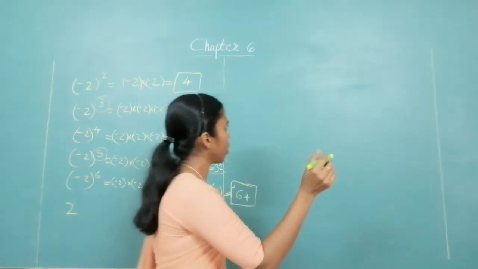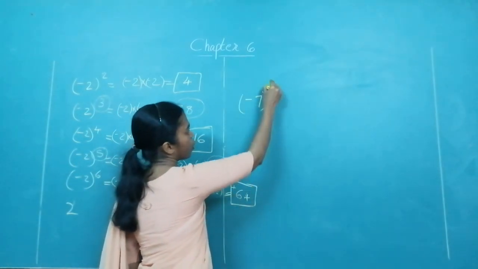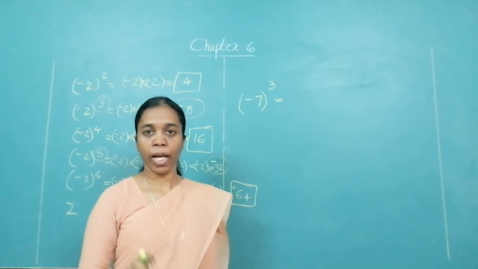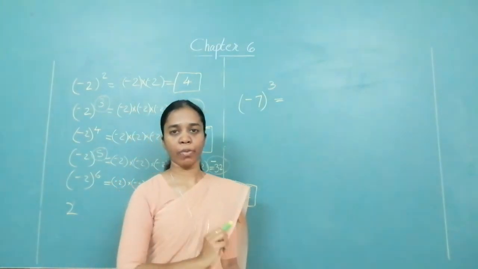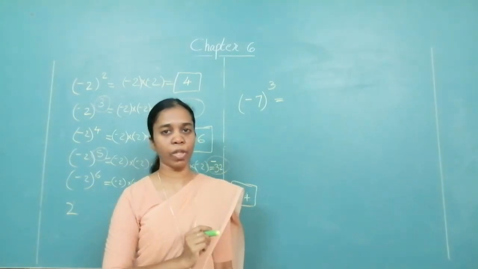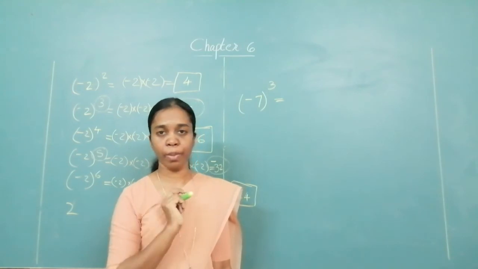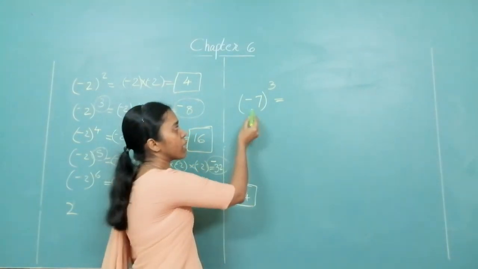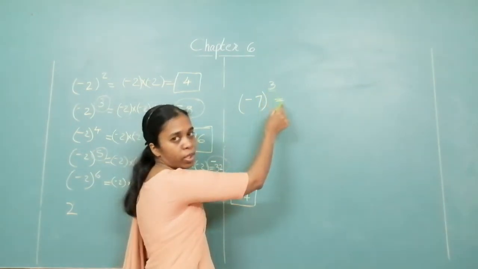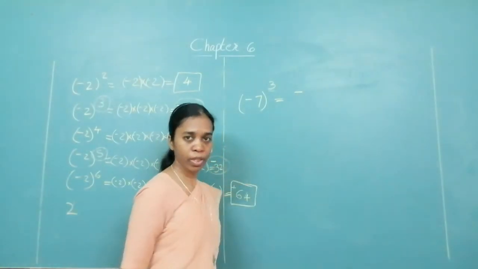Okay. Now I have an example. Minus 7 raised to 3. Can you tell me whether your answer will be a positive or negative number? I am talking only about the answer. Whether the answer is a positive or negative number. Surely your answer will be a negative number. Why? Because the base is a negative number and you know that the index is odd. If the index is odd, then your answer also will be a negative number.